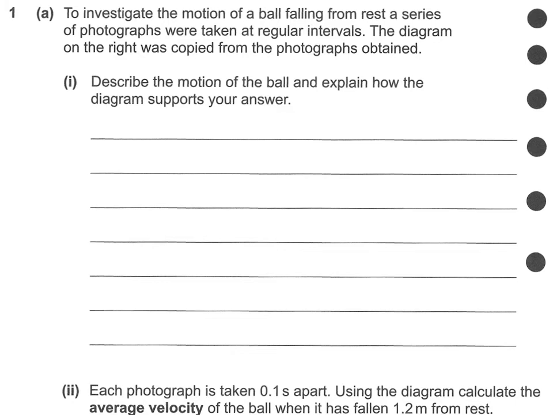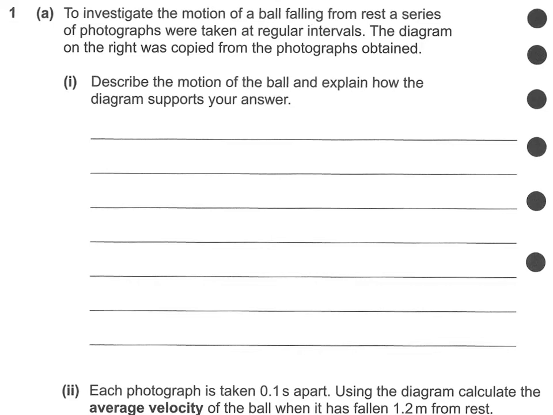Question 1a. To investigate the motion of a ball falling from rest, a series of photographs were taken at regular intervals. The diagram on the right was copied from the photographs obtained. So we've got this ball, and at regular time intervals its photograph is taken, and you can see its position is changing as the time goes on. Describe the motion of the ball and explain how the diagram supports your answer.